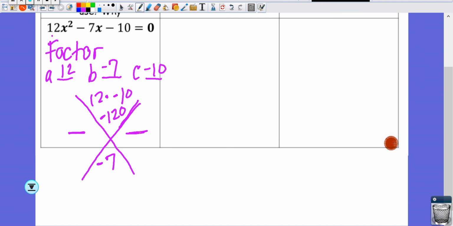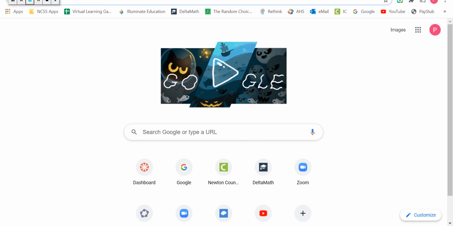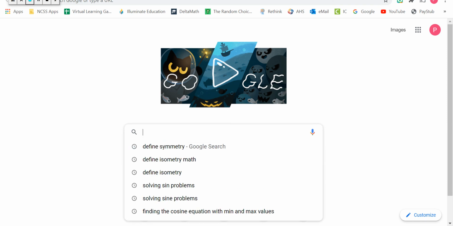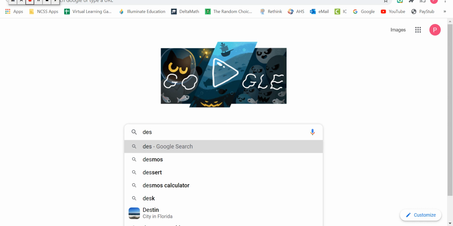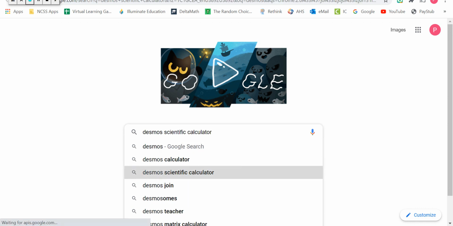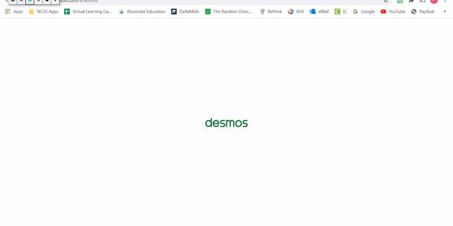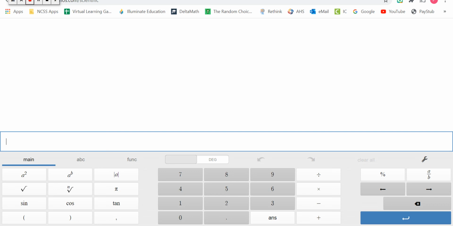So I am going to go grab my calculator because I need to find these factors that will help me out here. So here we go. You can either go to your PDF or you can go to Google. And then if you go to Google, you can type in Desmos Scientific Calculator. So that's what I'm going to do. Desmos Scientific Calculator. And then I'm going to click on there.